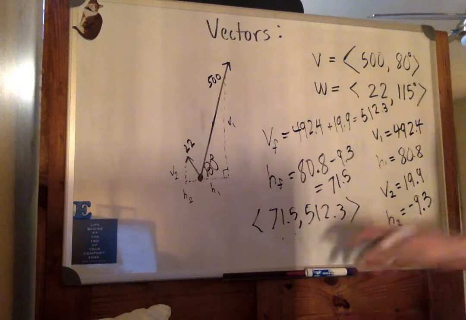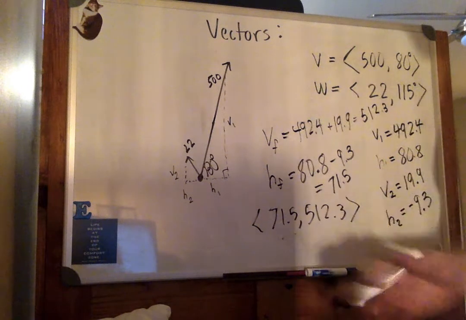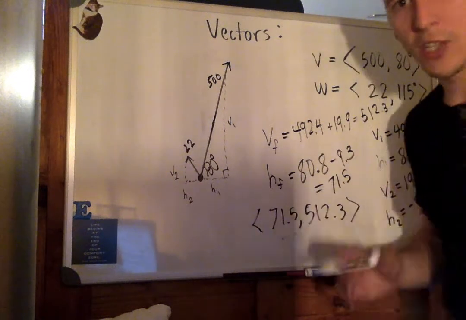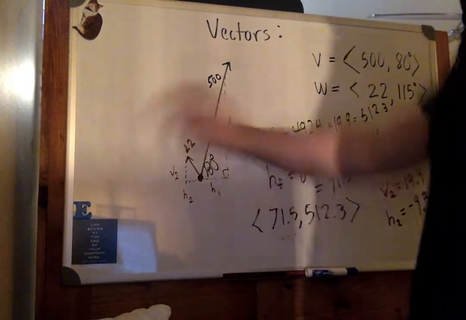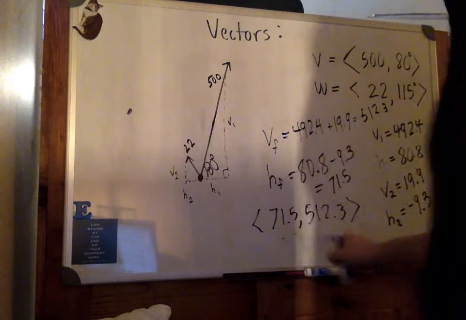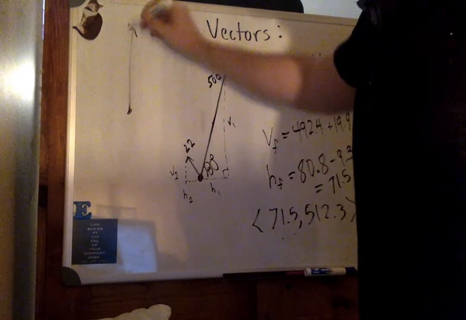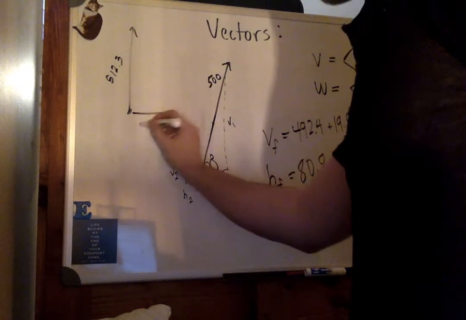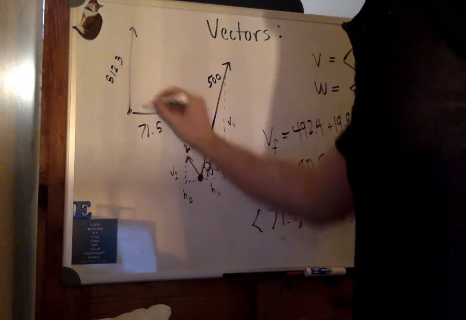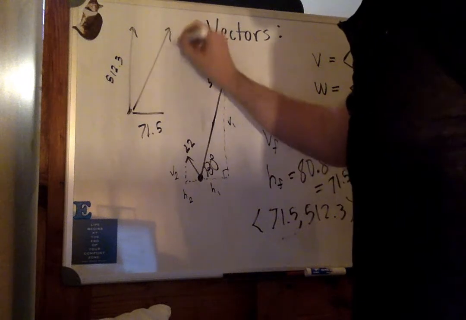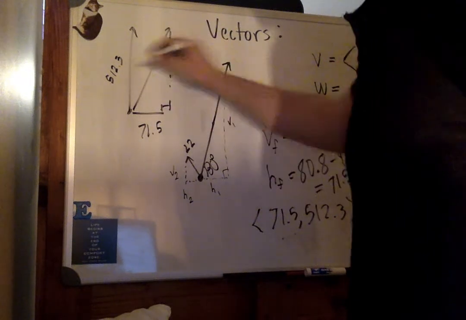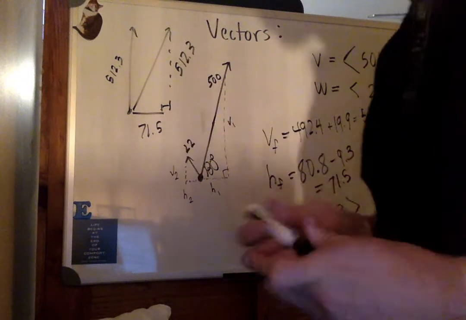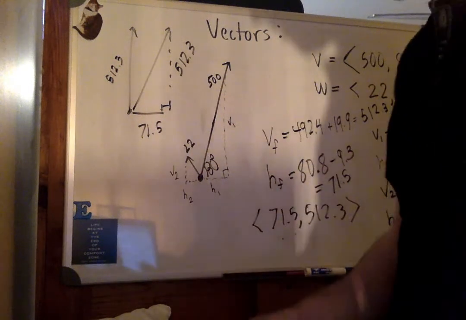Now, this is true, but if the problem asks for a final distance and a final direction, then what I've got to do is actually plot this out and use the Pythagorean theorem to get distance and direction. But you've done this many times, so I'm actually not that scared for you. All right, I'm going to make a new drawing of this vector. It goes up 512.3, and it goes over 71.5. So draw out your triangle. And because this is the same as that side, 512.3. So 71.5 squared plus 512.3 squared.